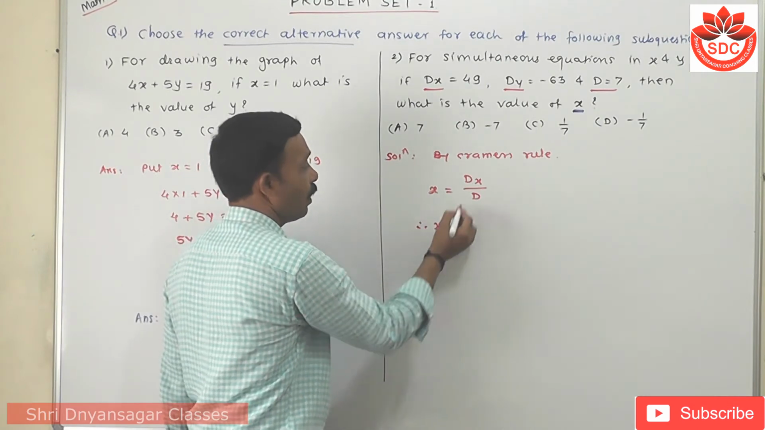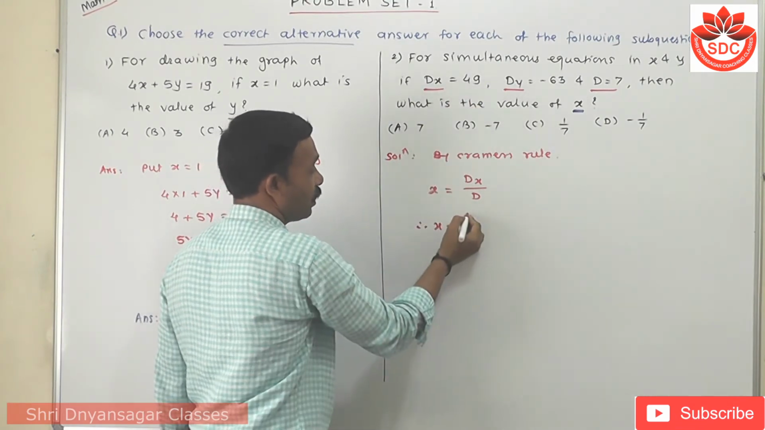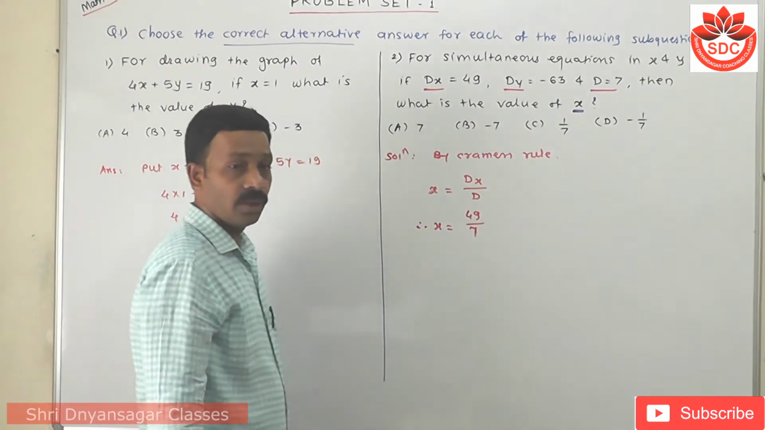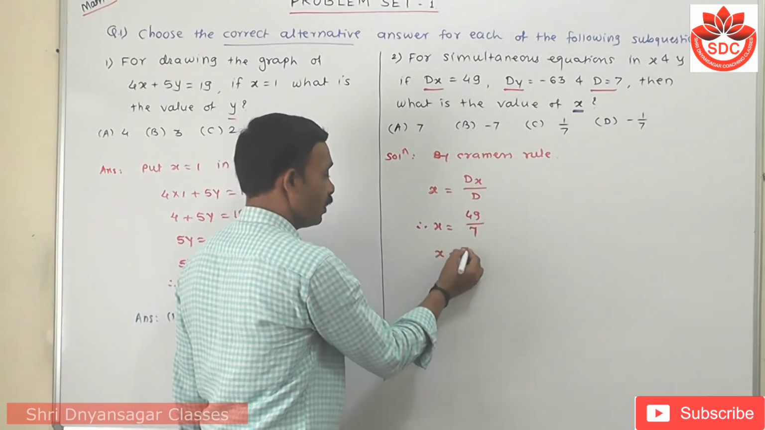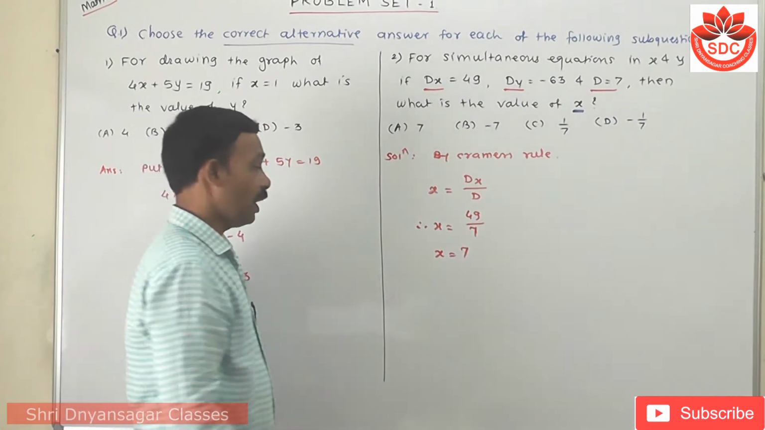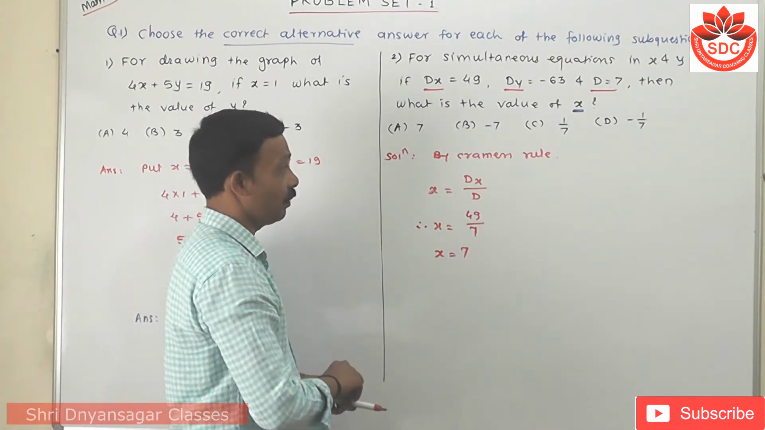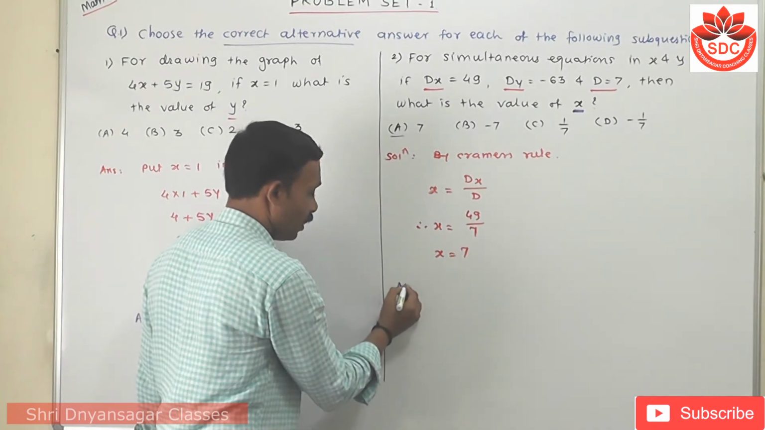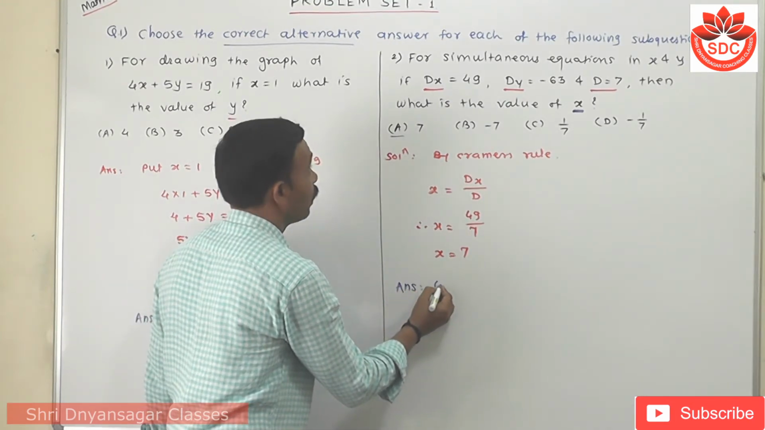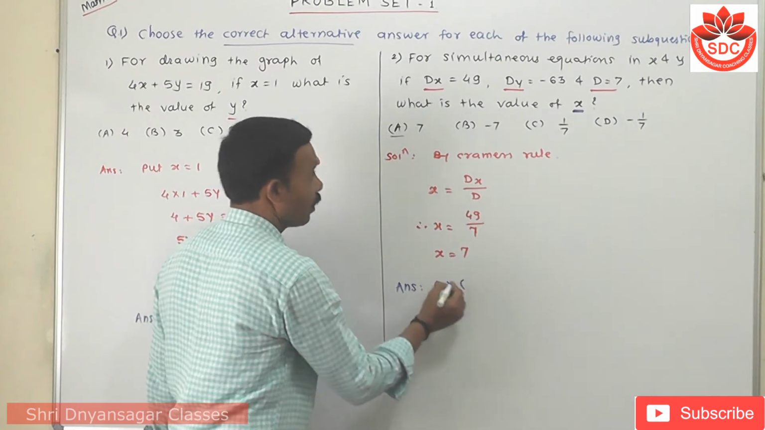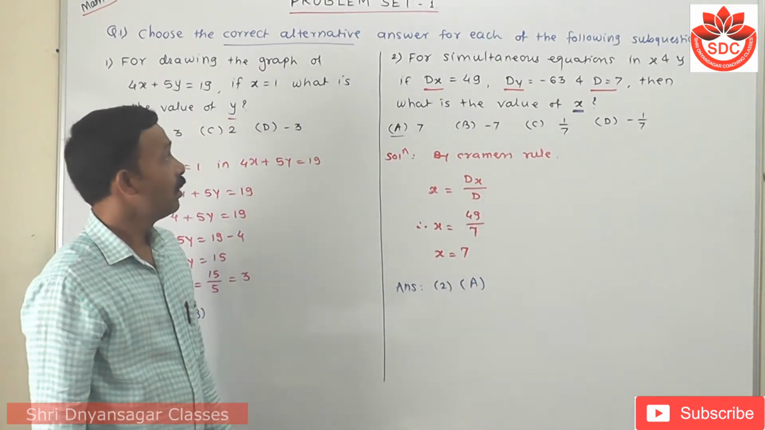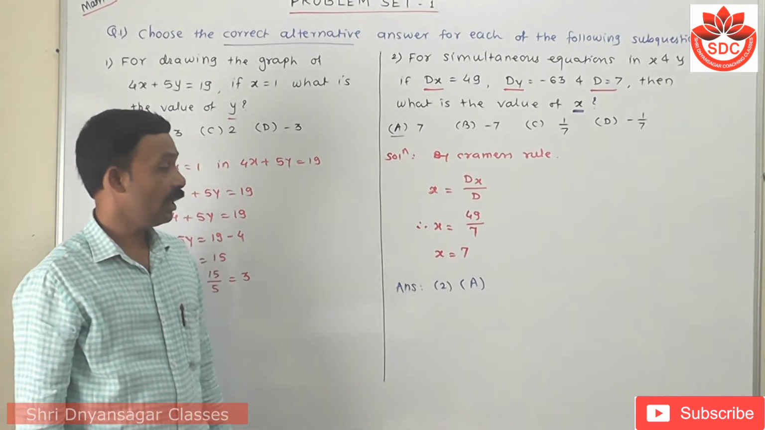So substitute this value, determinant of x is equals to 49 upon this D is how much? 7. We can simplify by 7, 7 sevens are 49. So that our answer is 7 and this 7 is for A. So that answer of the question number 2 is how much? A. Can you understand these two sub questions? Okay, then we take the next question.